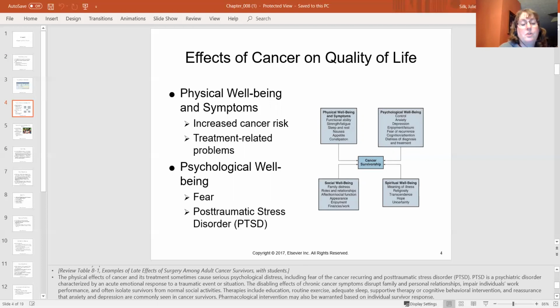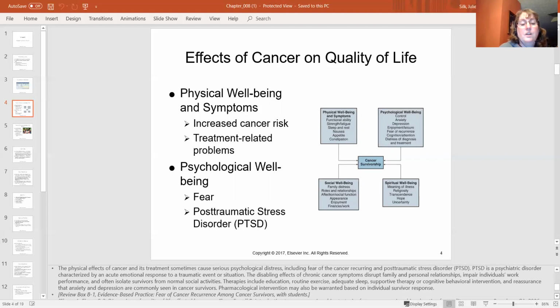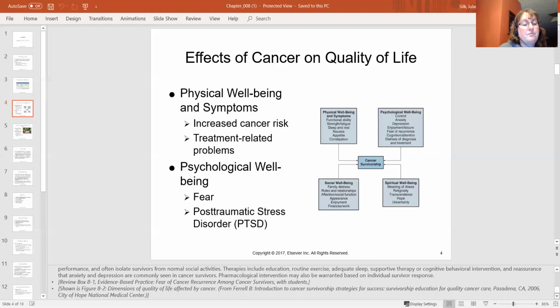from normal social activities. Therapies include education, routine exercise, adequate sleep, supportive therapy, or cognitive behavioral interventions, and reassurance that anxiety and depression are commonly seen in cancer survivors. Pharmacological intervention may also be warranted based on individual survivor response.